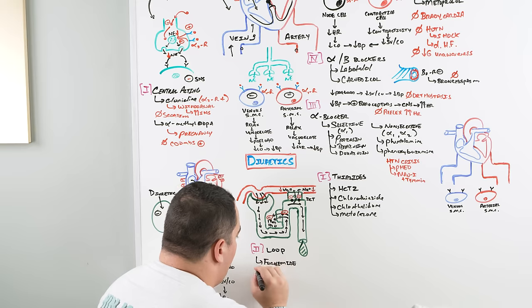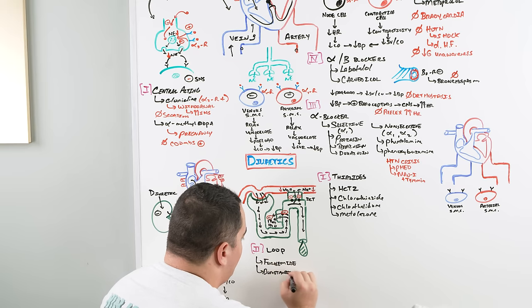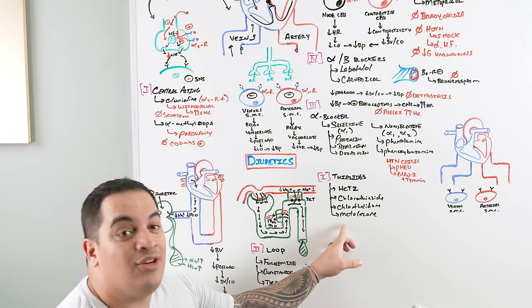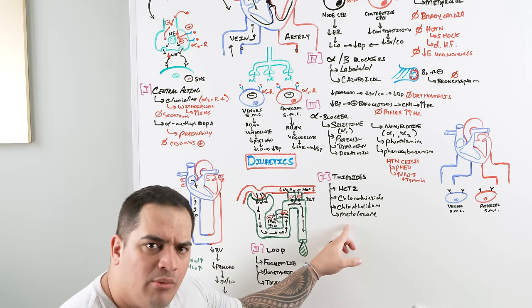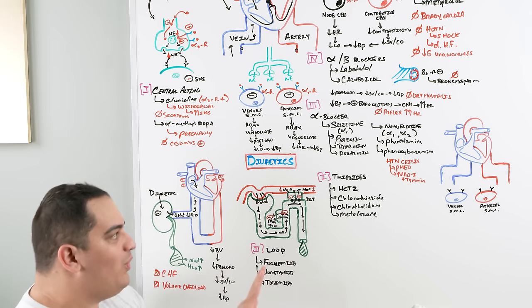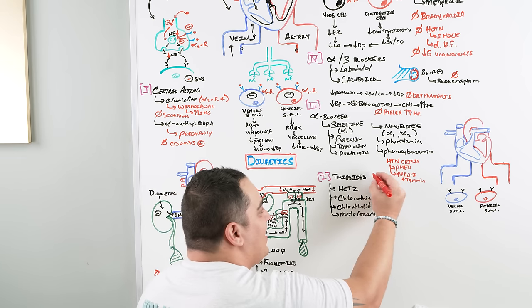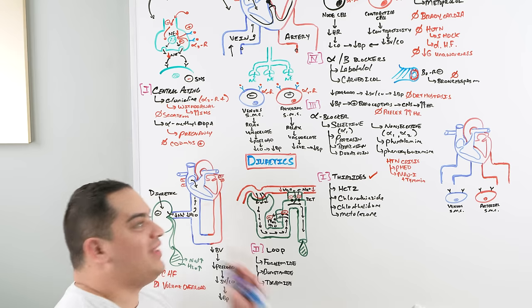This would be bumetanide. This would be torsemide. These are very, very commonly utilized drugs, particularly in patients who have CHF. Now, thiazides are really good for essential hypertension. So it is important to remember, out of all the diuretics, the one that we would likely use for hypertension is going to be this one. This is likely going to be your first line agent out of all of the diuretics.